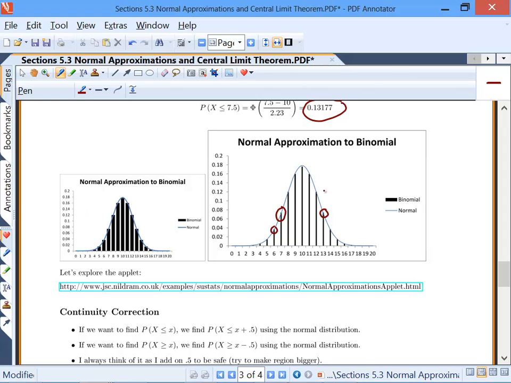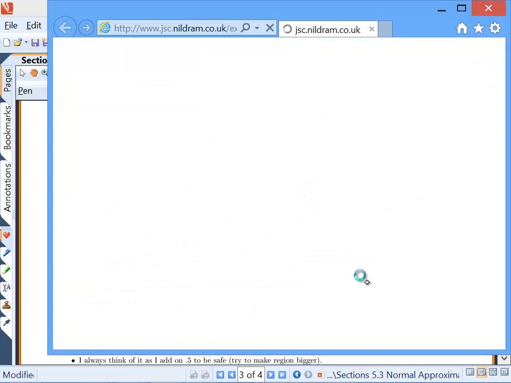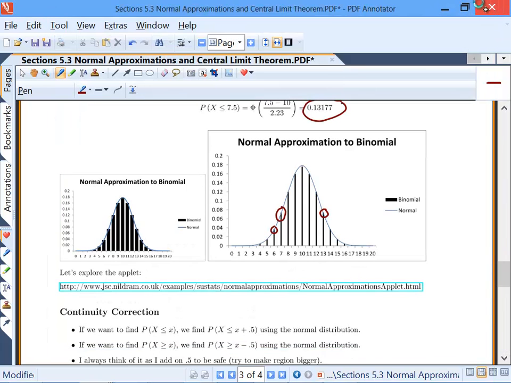Lots of times, even though the binomial distribution is discrete, so technically we should draw it with lines, you'll find a lot of software that draws it with the rectangles. And the reason why is when you draw with the rectangles, you can really see the overlap just a little bit better. So we're going to explore this applet.